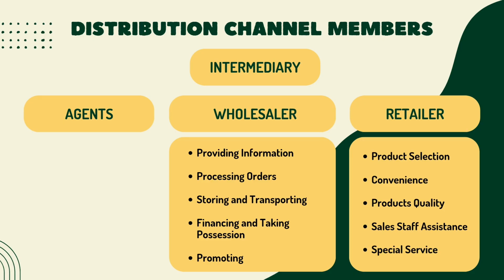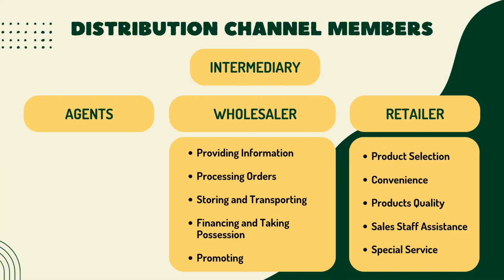Second is convenience. Retailers try to make it easy for customers to buy their products by adjusting to the location, hours of operation, parking availability, and ease of making purchases. Third is product quality. The product excellence and reputation. It is where the retailers often sell products that are well made and from brands that are known for quality. This gives customers confidence in their purchases.